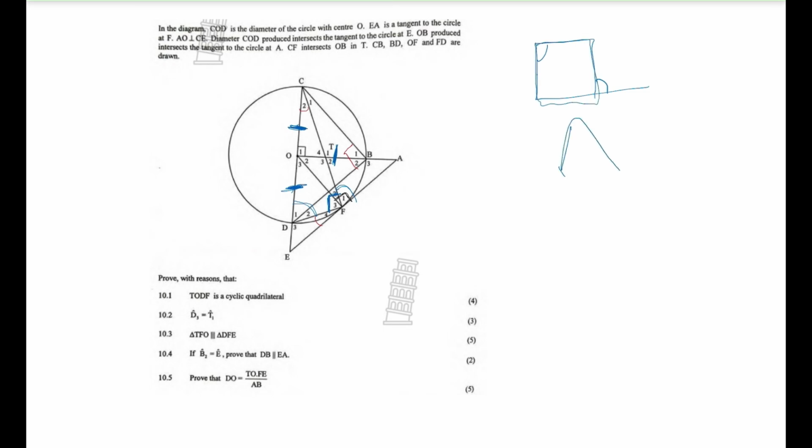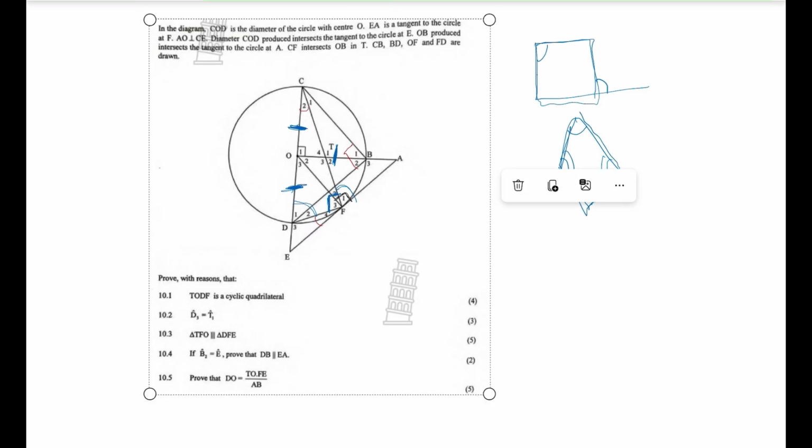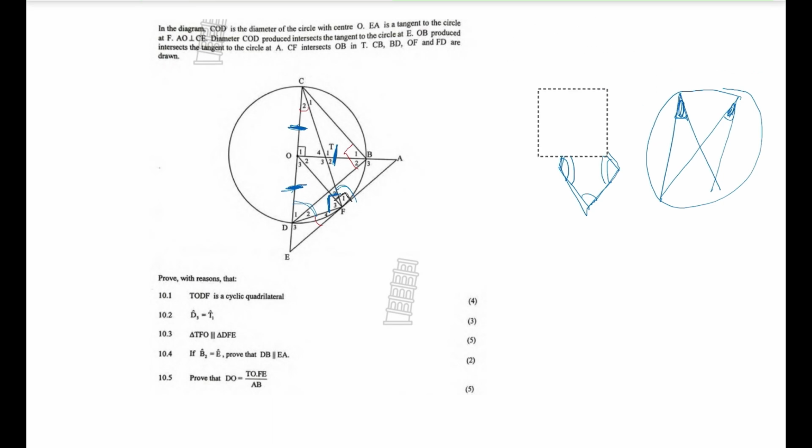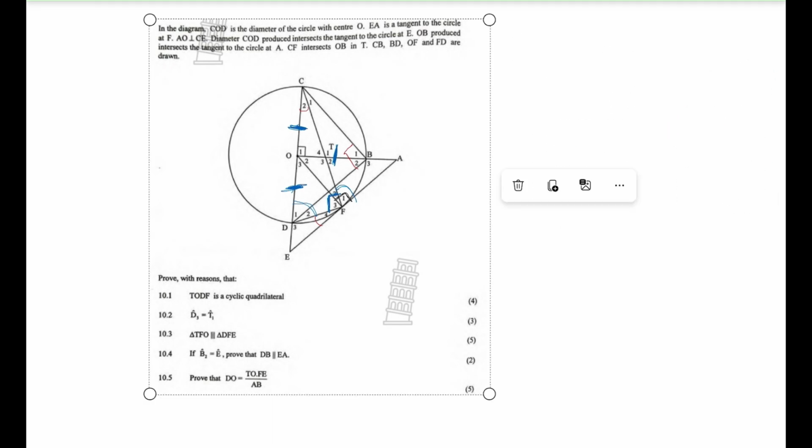Or you can have something of this nature, a quadrilateral, and if you prove that these opposite angles, their sum is 180 degrees, or if these two, their sum is 180 degrees, then you prove that this thing is a cyclic quad. And the last one is if you have something like this, and you prove that this angle is equal to this angle, then you have proven that this entire thing is a cyclic quad. So let's continue.